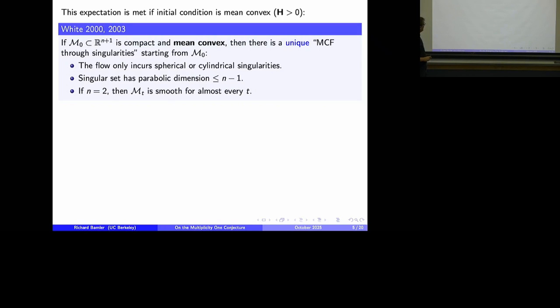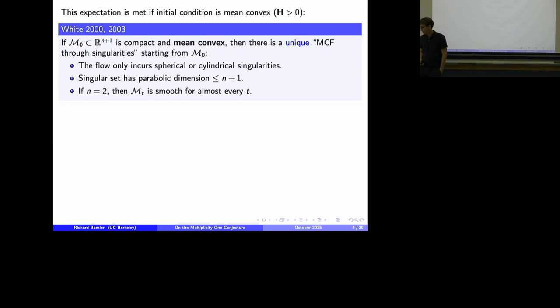So if you sit down, this is exactly the dimension that you would expect. And especially in dimension 2, this is the case that I'm mostly interested in. That means that M is smooth for almost every time t. What's the meaning of parabolic dimension? So you count the dimension within space-time, and you assign 2 to the time direction. 2 dimensions. 2 dimensions, yeah.